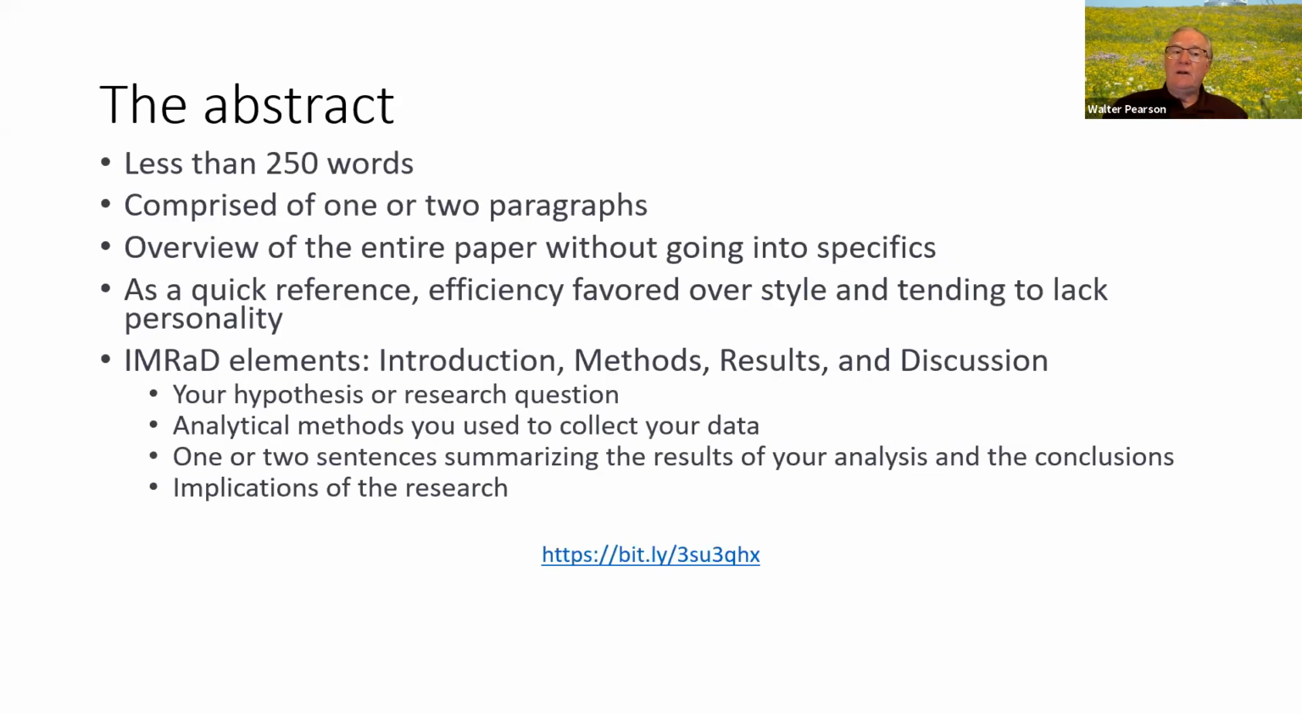The abstract needs to be less than 250 words, and it's really just a bare-bones approach. Efficiency is favored over style. It's justified, so it's produced with the two margins. And what the authors call IMRAD: introduction, methods, results, and discussion. So that should be in the abstract: your hypothesis or your research question, the analytical methods you used, a quick summary of that, and implications of the research. I've included a reference to the article that this is abstracted from, so be sure to explore this.